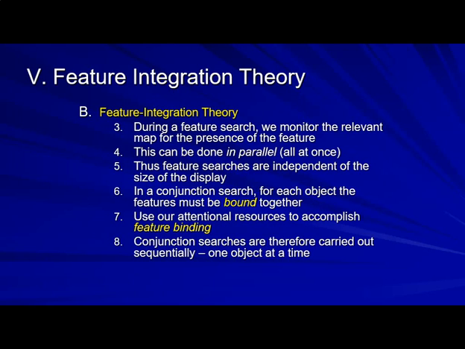So, continuing on this discussion, in a conjunction search, for each object, the features must be bound together. We have to use our attentional resources to accomplish this feature binding. So conjunction searches, then, have to be accomplished sequentially. That is, one object at a time. You can't search an entire visual map for two features because you have to use your attentional resources to bind the features for each individual object. Now, usually that means you only have to search some of the objects. So, for example, if you're looking for a red G, you don't look at any of the orange objects, so you can very quickly, pre-attentively identify the objects you do need to search.